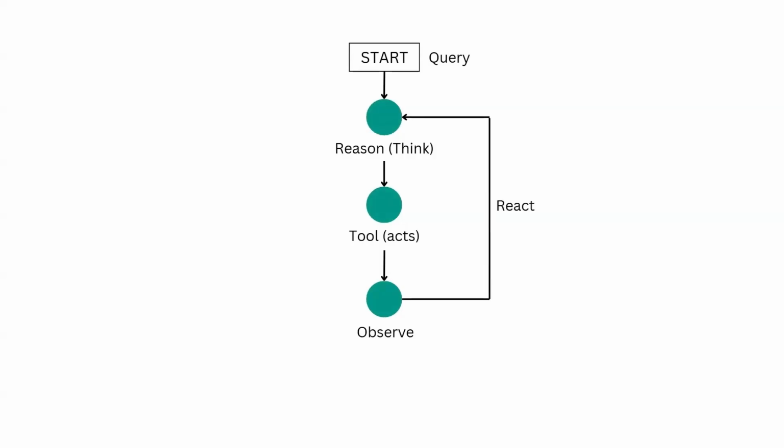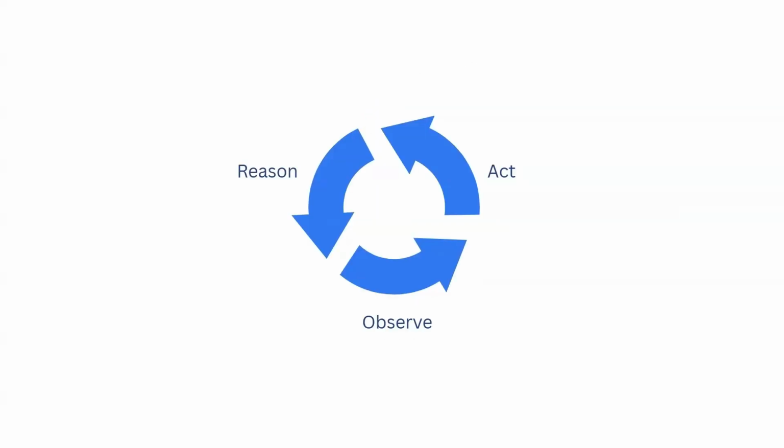Now, here is where React truly shines. Based on the observation, the agent may decide to take another action, may correct a mistake, may choose a different tool, or may conclude that the task is complete. This reason, act, observe cycle continues until the goal is reached. There is no fixed number of steps here. The agent stops only when it knows it's done and the final output is generated.